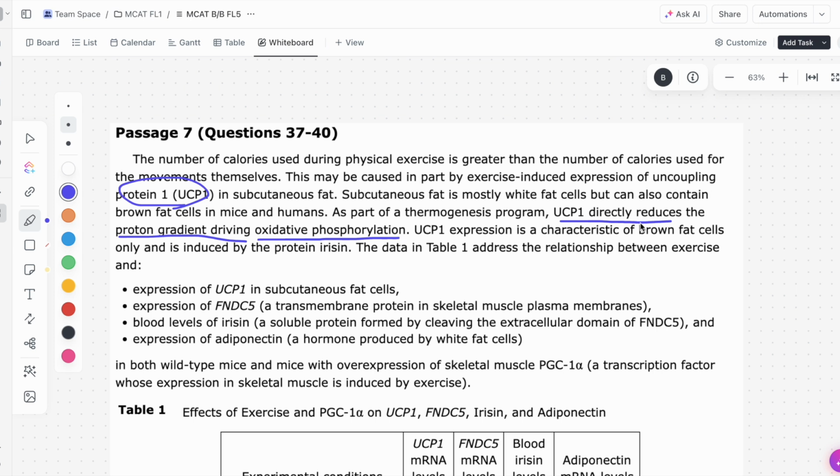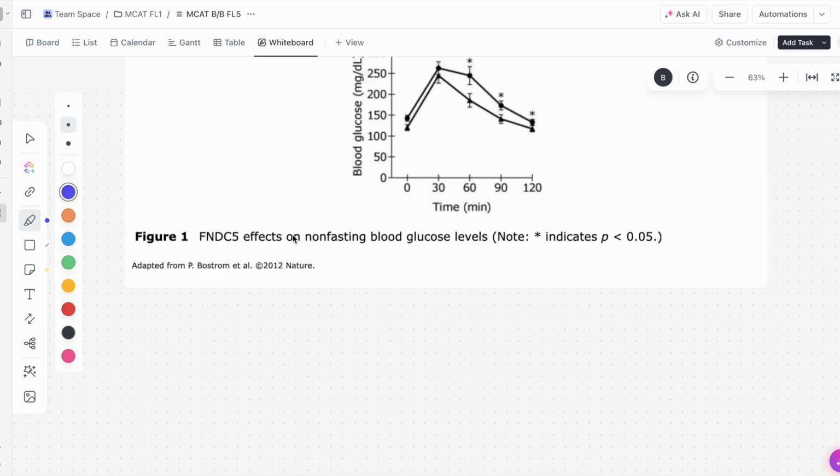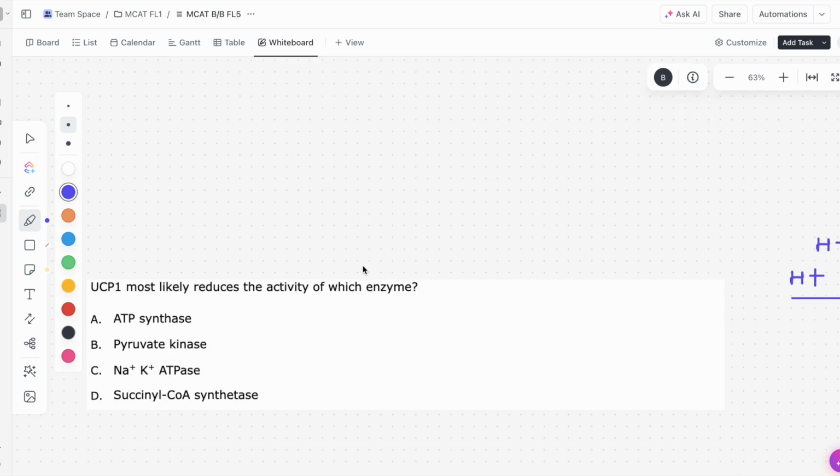And it says here the proton gradient driving oxidative phosphorylation. What does that tell me? It's the part of making energy that drives the protons down their concentration gradient, and that goes through ATP synthase and creates ATP for us. So if we look at UCP, it says it directly reduces this proton gradient.